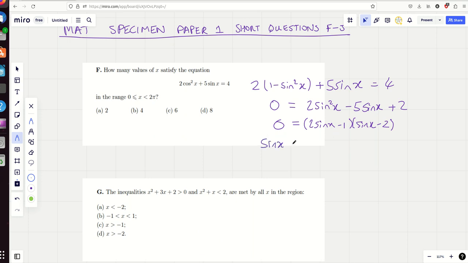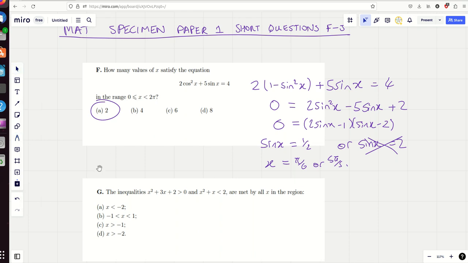So sine x is a half, or sine x equals 2, but that never happens for any value of x, and so x equals pi over 6, or 5 pi over 6, in that range. So the answer is 2 solutions, I think. Yeah, cool. Okay, next one.